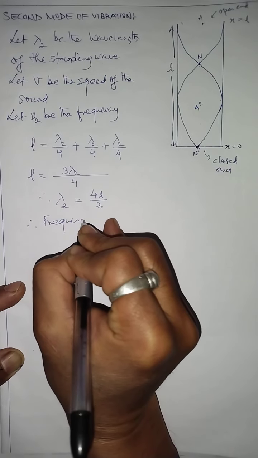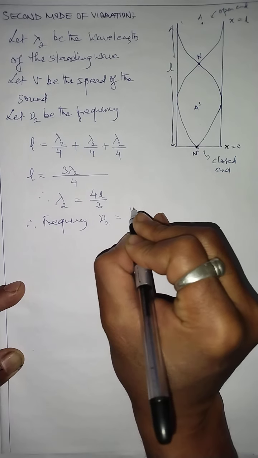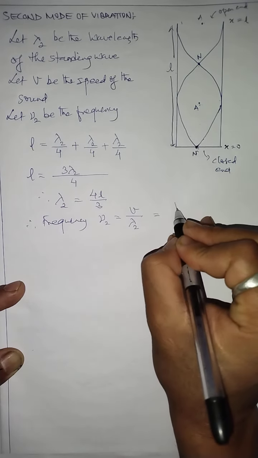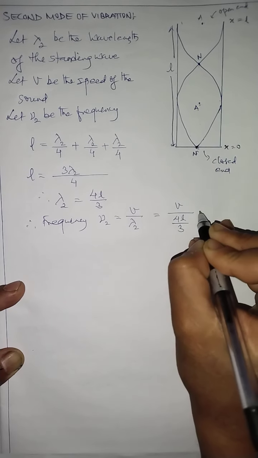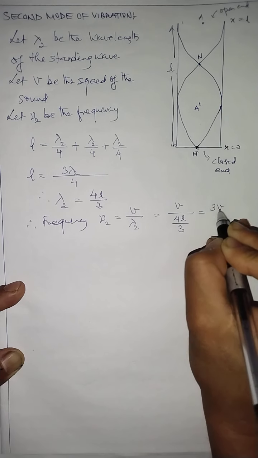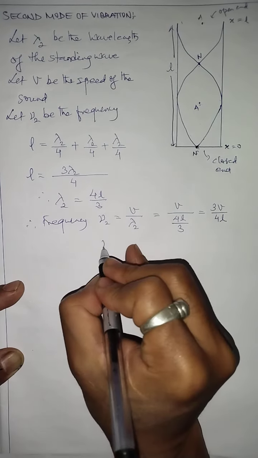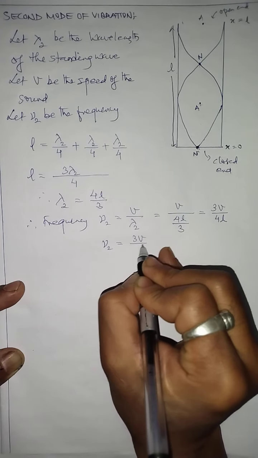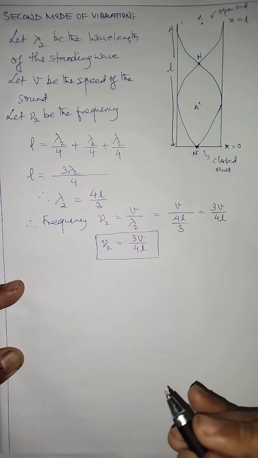So we calculate the frequency also, and that frequency is nu2, and frequency is always speed by wavelength, and that is lambda 2. So speed by wavelength is v divided by 4L by 3. This will be reciprocal, so it will be 3v by 4L. So now see children, the frequency of the second mode of vibration is 3v by 4L. So this is the frequency of the second mode of vibration.